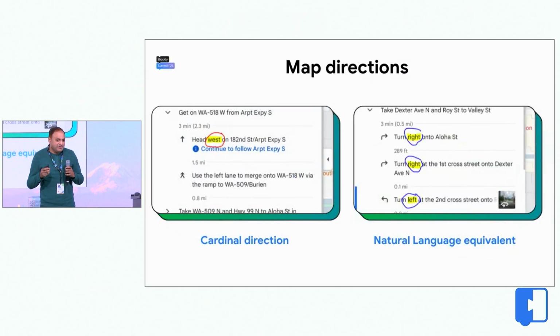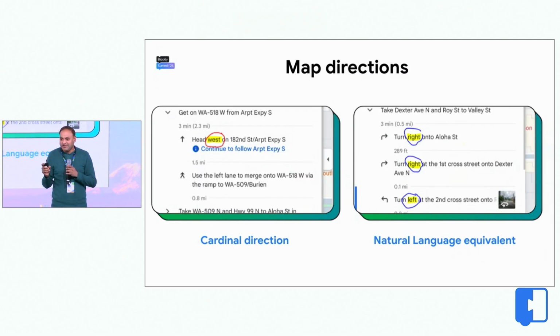Many of us use Google Maps to find directions to places. But if you see the list of stepwise directions, only the first step mentions the true cardinal direction. And by cardinal direction, I mean the words north, south, east, and west. But if you see the rest of the steps, it only uses the words left, right, straight, and U-turn.